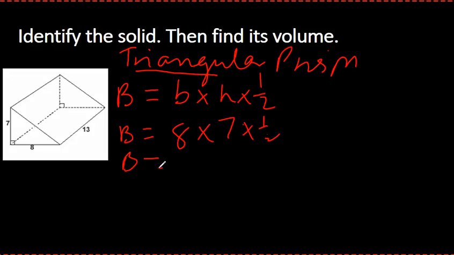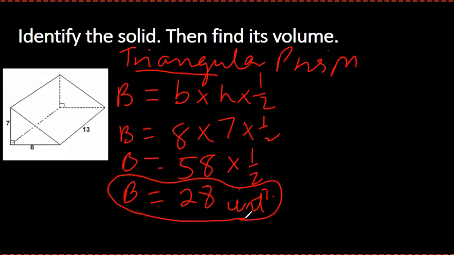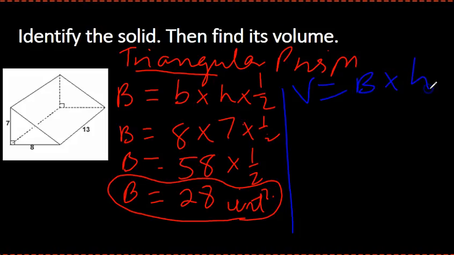Okay, this 8 times 7 is 56. And 1/2 of 56 is 28. And it is unit squared because all we have just found is the base area. As long as it's still area, it is two-dimensional, it is in square units. Now we can find the volume. The volume is the base area times the height.